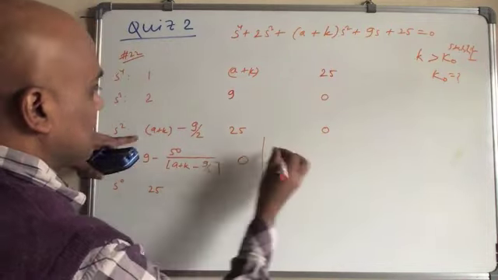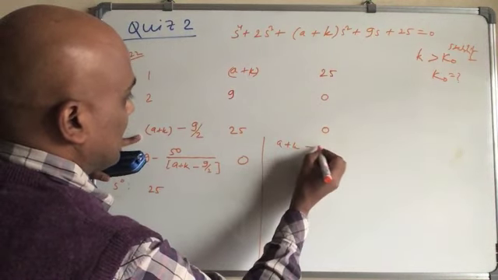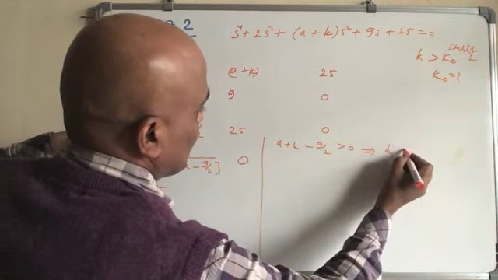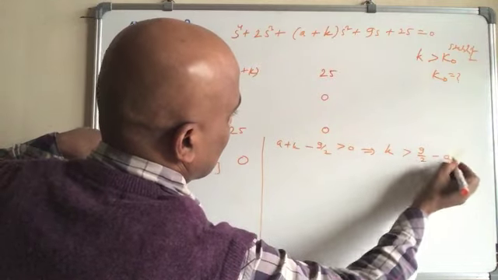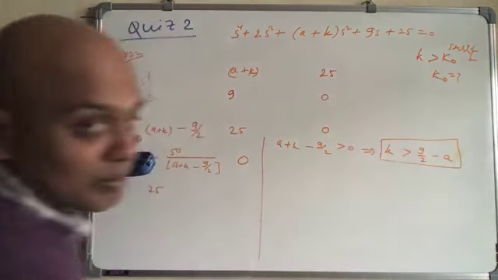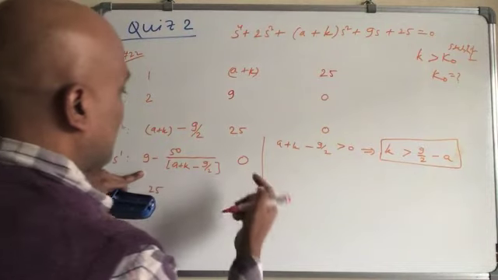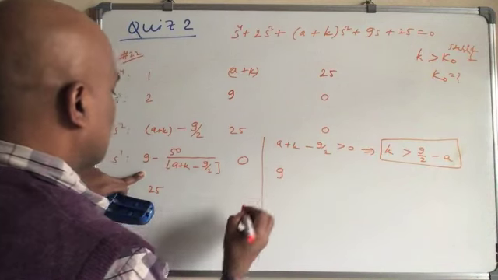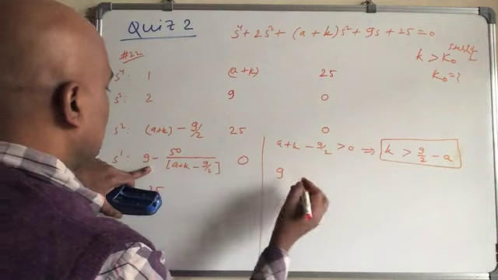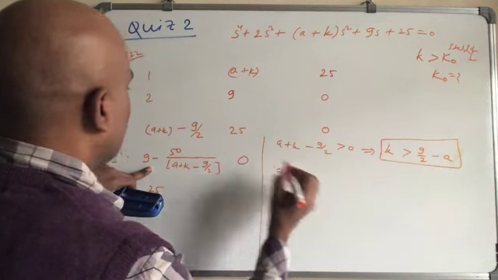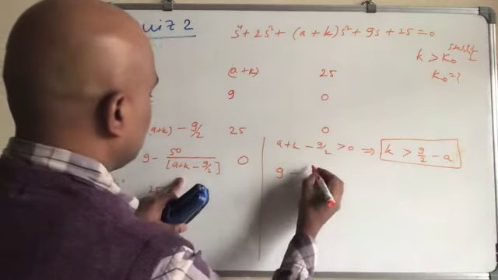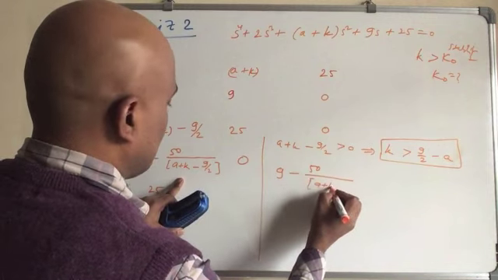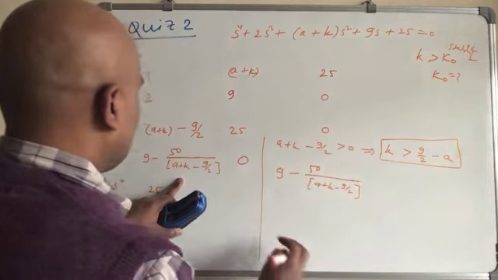Number one, this one, (a plus k minus 9) over 2 greater than 0. And that tells us that K has to be greater than 9 over 2 minus a. So this is 1. From the next one, what do we get? This one is 9 minus 50 divided by (a plus k minus 9) over 2. This is greater than 0.